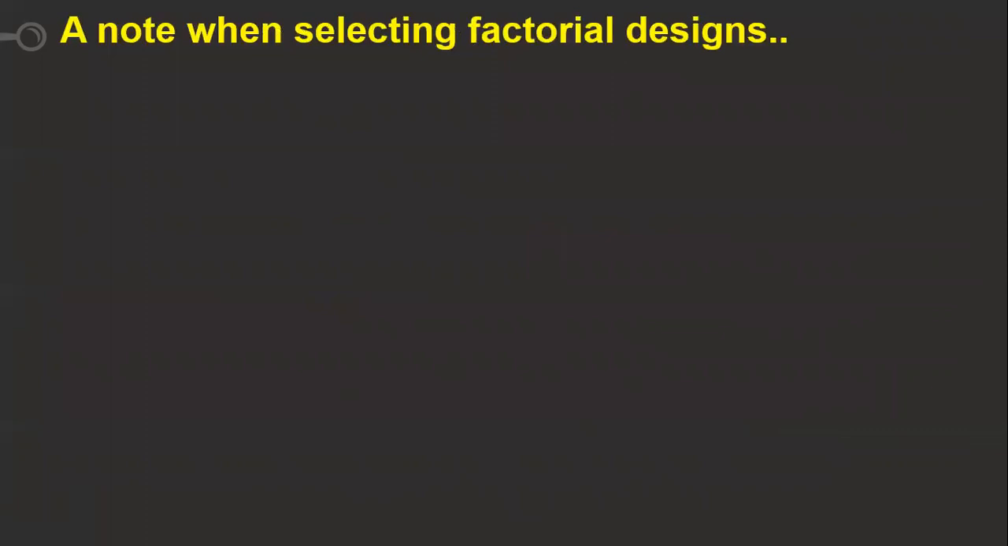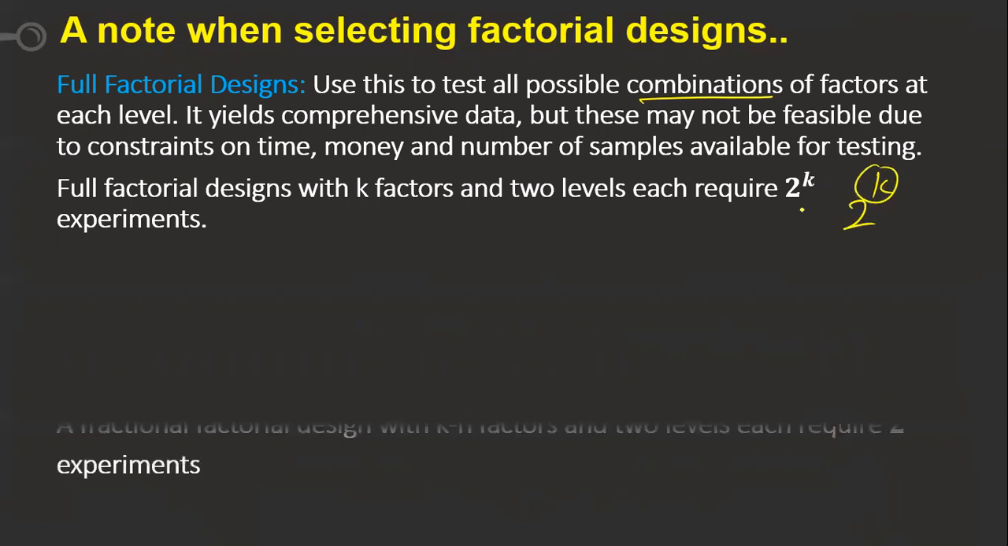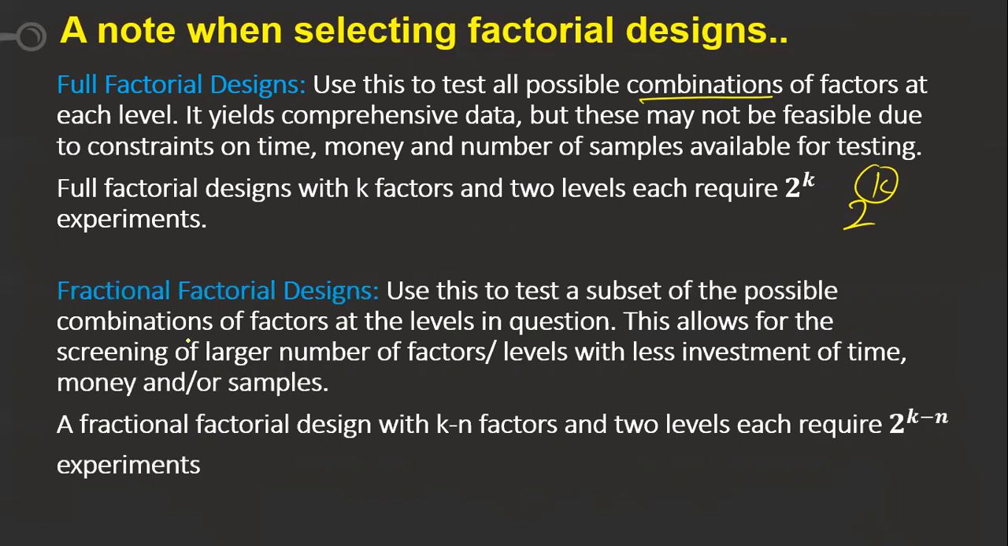Whenever we do this, we have to keep one thing in mind. Full factorial design means taking all possible combinations, for example 2 power k. Suppose I want to reduce something here, that's called partial factorial design, a subset of possible combinations of factors. Here all the combinations I'm taking, there some subset of the combinations. If I take all the combinations, it is the full factorial design. If I take a subset of this, it is the fractional factorial design. We'll be doing a separate video for this also.